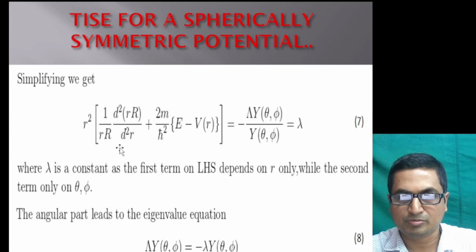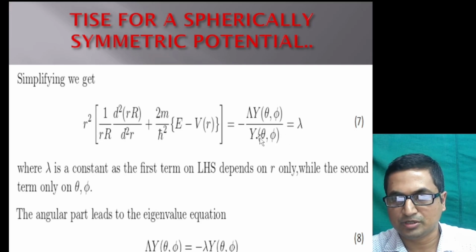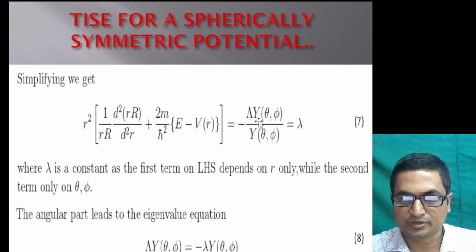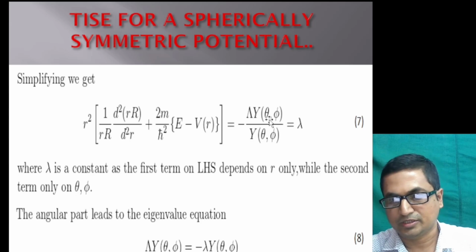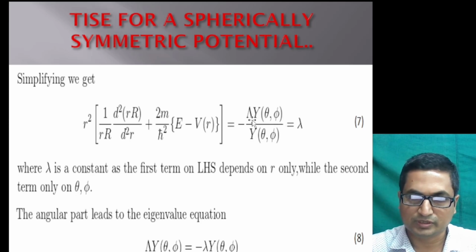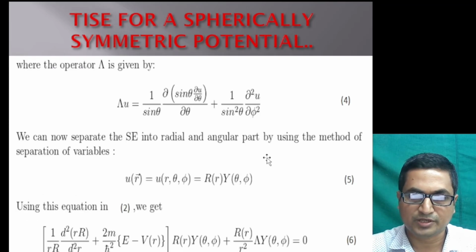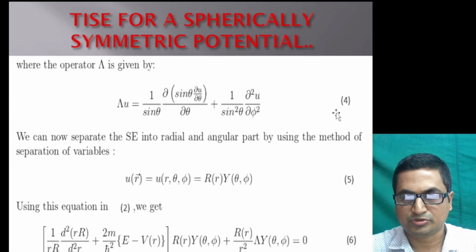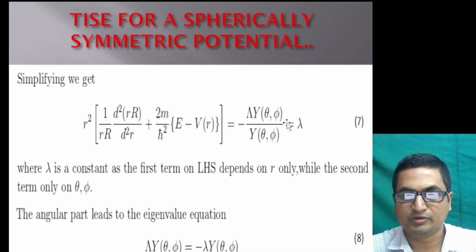So this part is completely dependent on small r, that is the radial distance, and this part is completely dependent on Y. Y means it's dependent completely on the theta and phi part. And also this capital lambda, as we defined earlier, is simply this expression, which is dependent on theta and phi only.